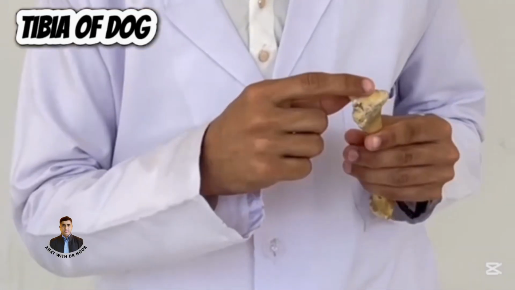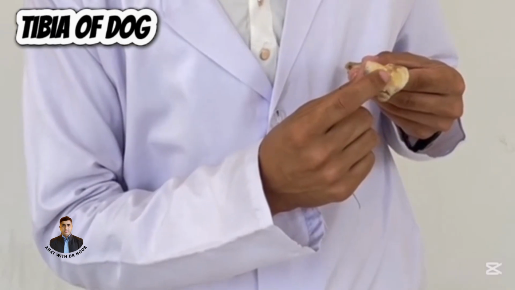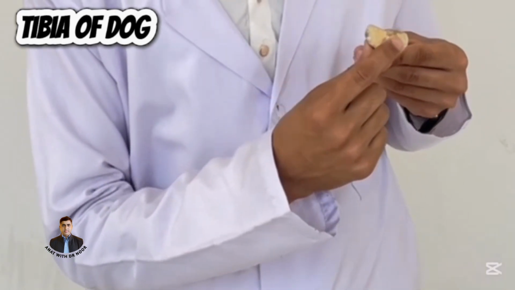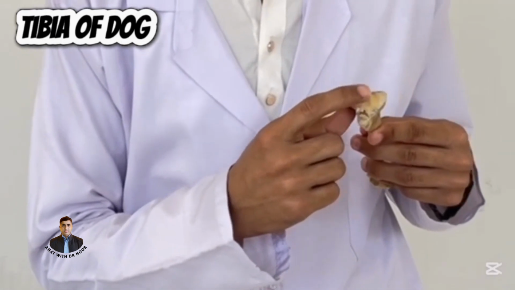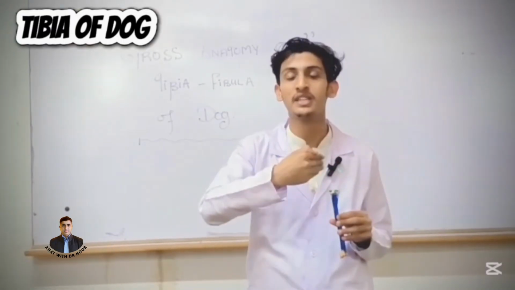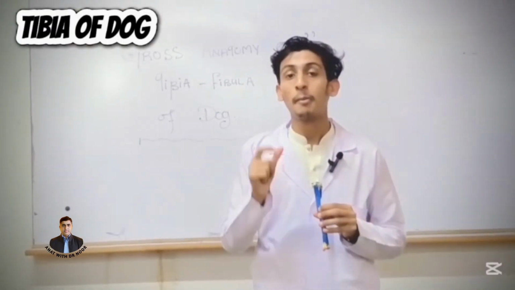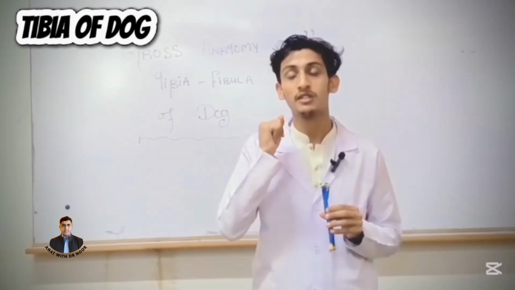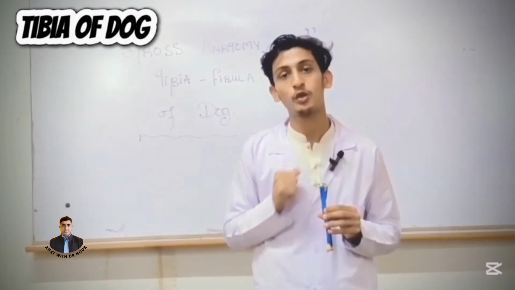Now you can see that these both are intercondylar eminences. This one on the medial side is higher, and this one on the lateral side is lower. The intercondylar area is shallow, and cranially it has a depression. In between these condyles there is a popliteal notch from where the popliteal vessels pass. That's why we call it the popliteal notch. The extensor groove is where the long digital extensor muscle passes.